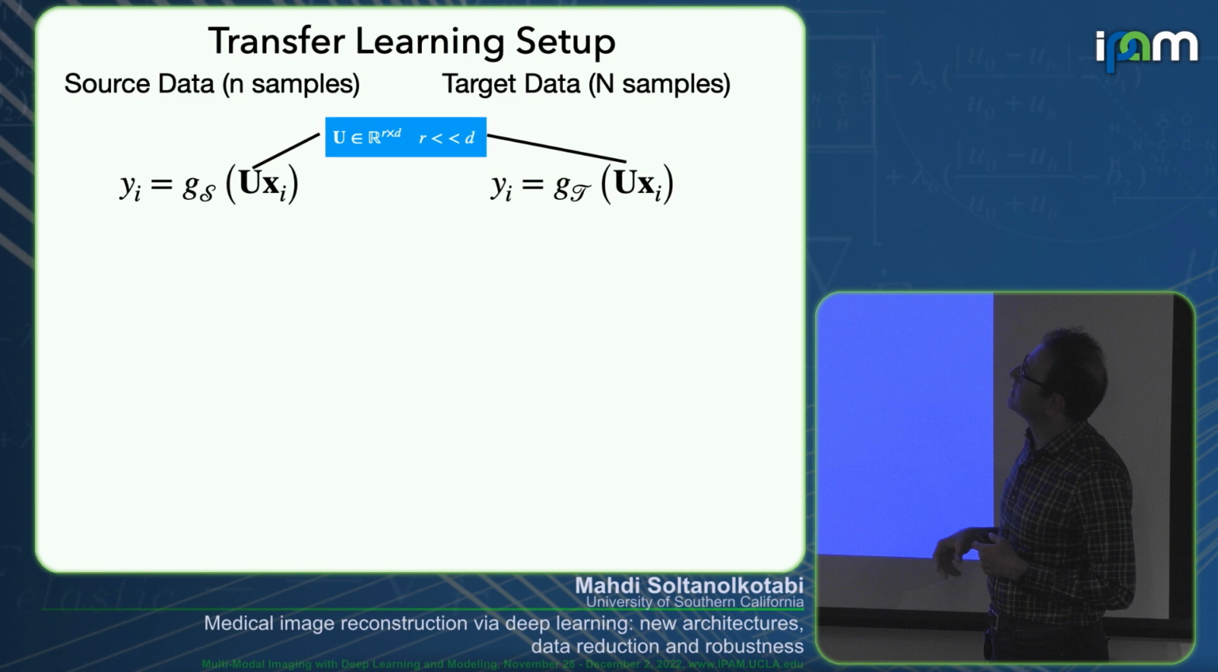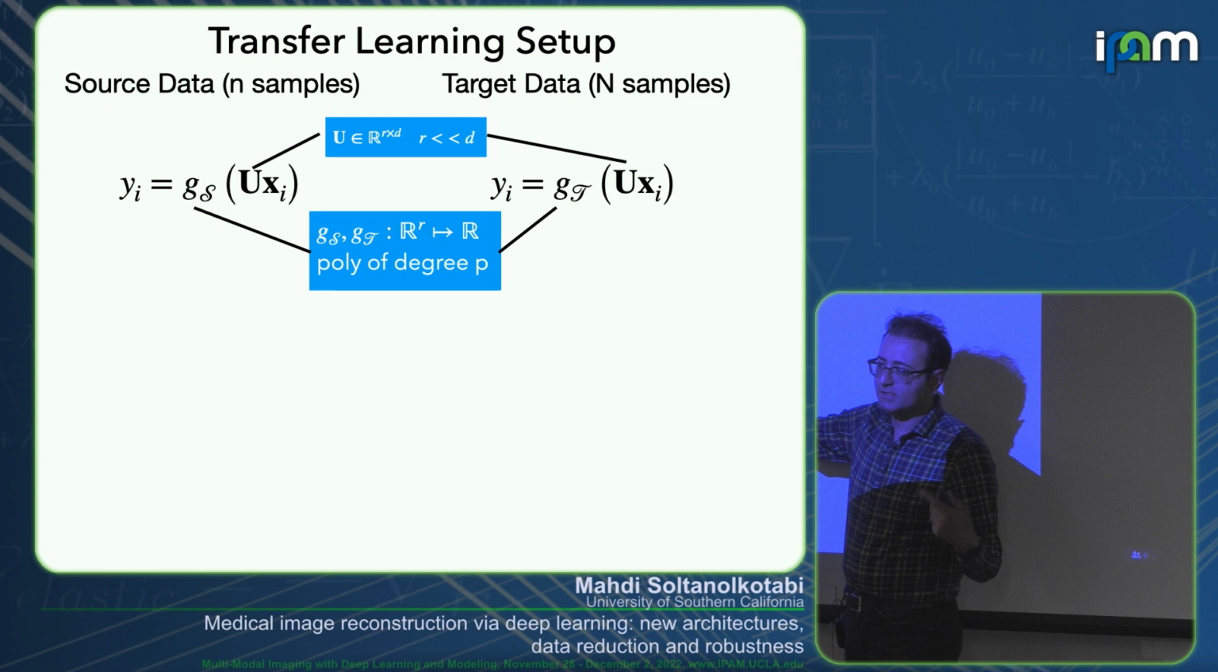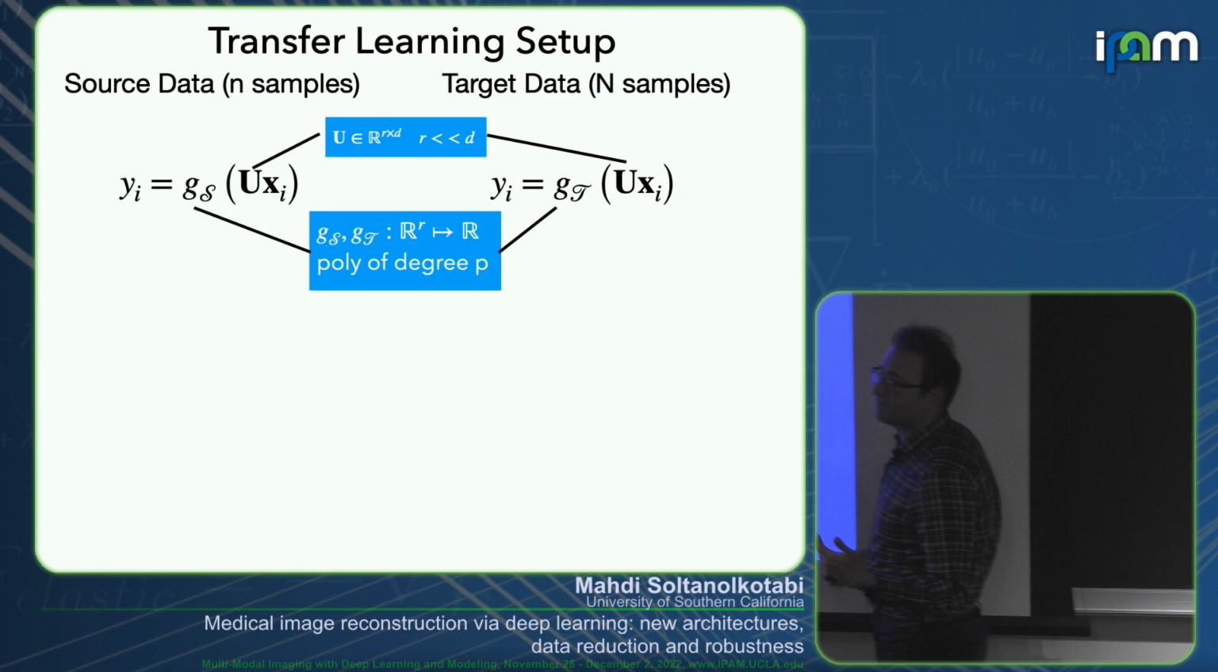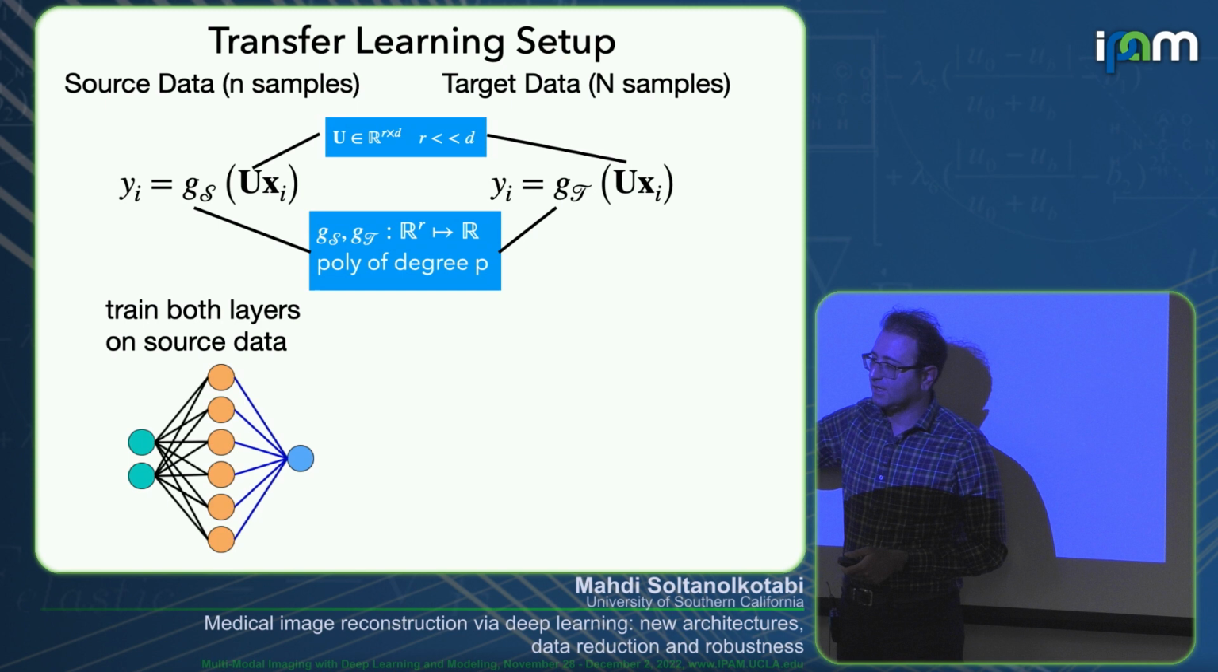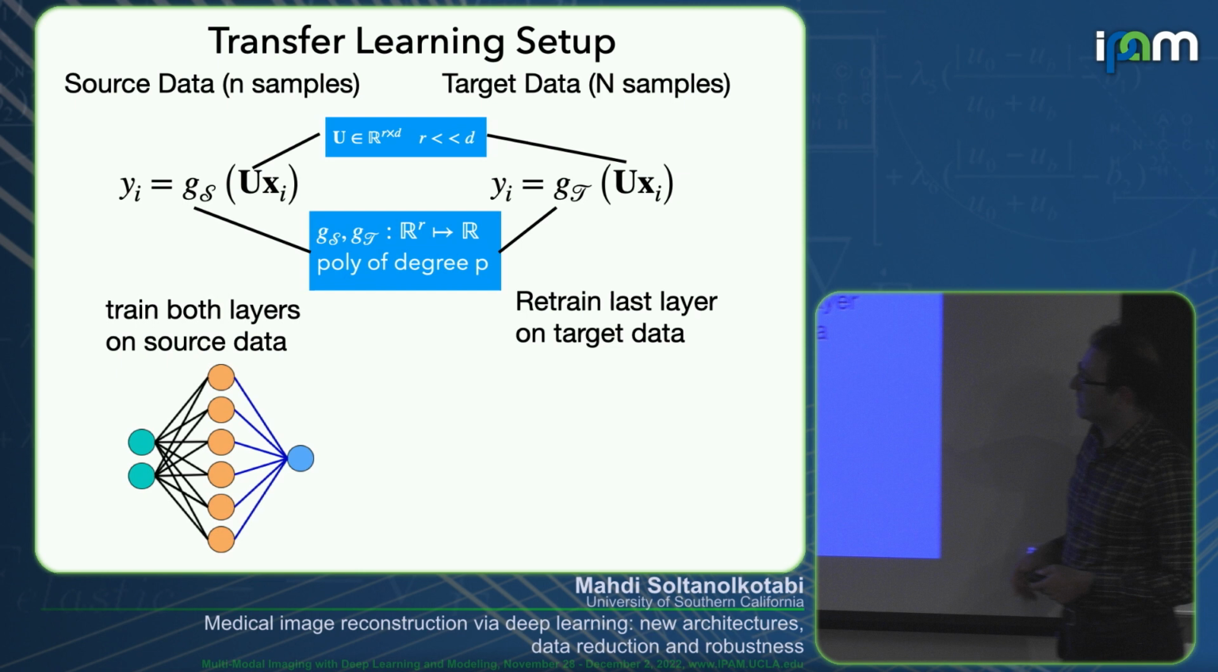So they share the same U, but the polynomial head varies. So this is kind of a toy transfer learning setting. In this context, what you would do with transfer learning is that you would train both layers on the source data, right? You train both layers. Then you fix the first layer and then retrain the last layer on the target data, right? So this is a very common practice in transfer learning.